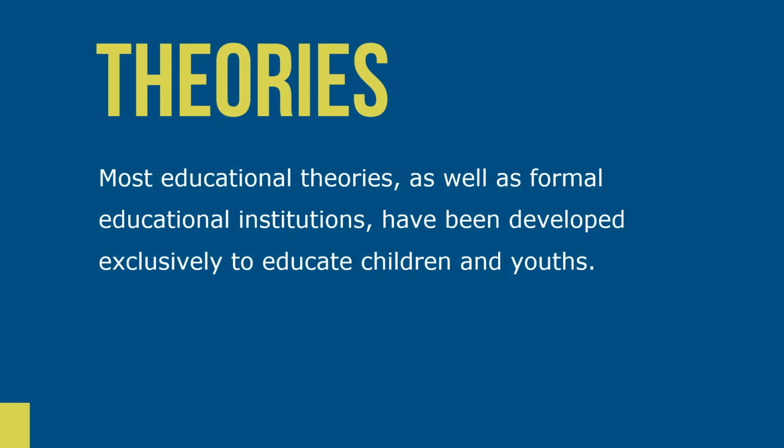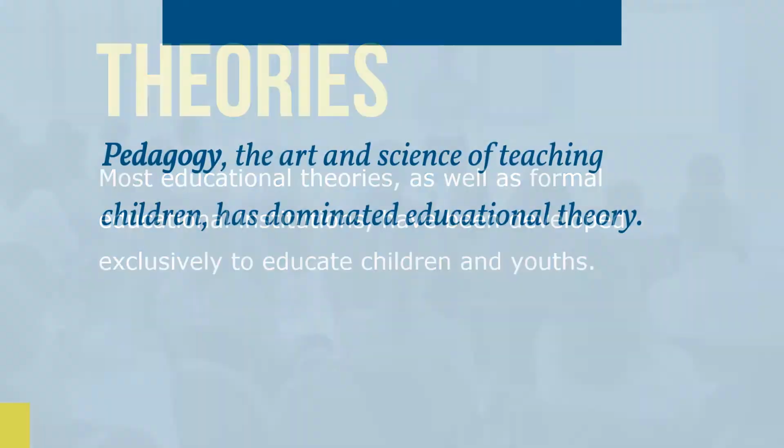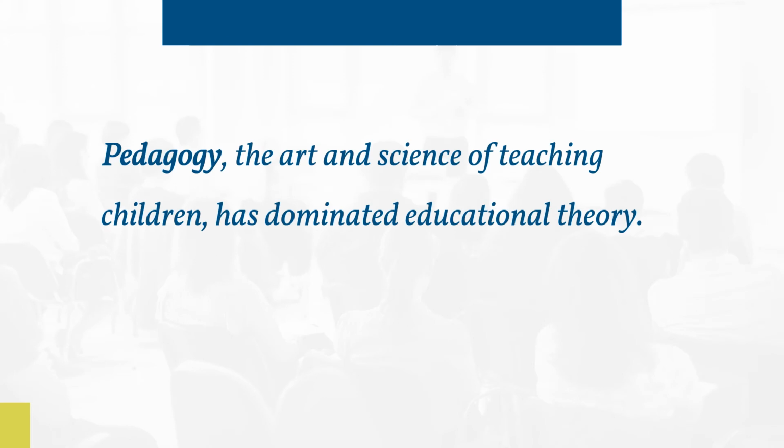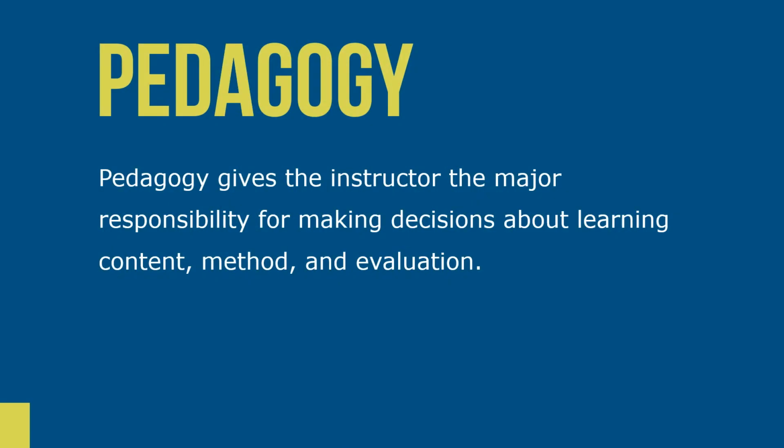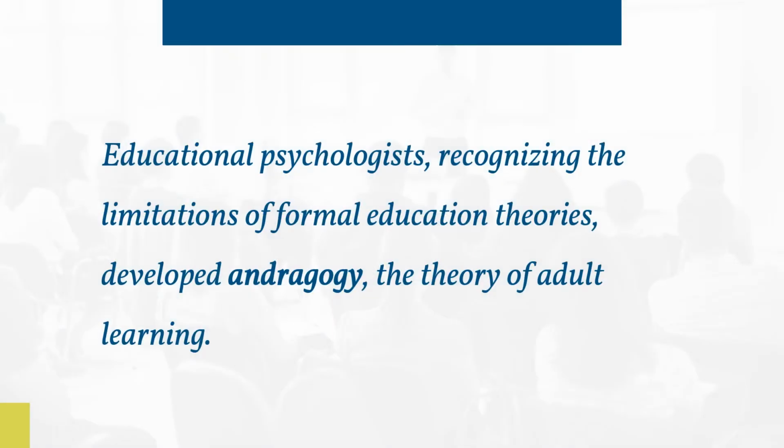Most educational theories, as well as formal educational institutions, have been developed exclusively to educate children and youth. Pedagogy, the art and science of teaching children, has dominated educational theory. Pedagogy gives the instructor the major responsibility for making decisions about learning, content, method, and evaluation. Educational psychologists, recognizing the limitations of formal education theories, have developed andragogy, a theory of adult learning.